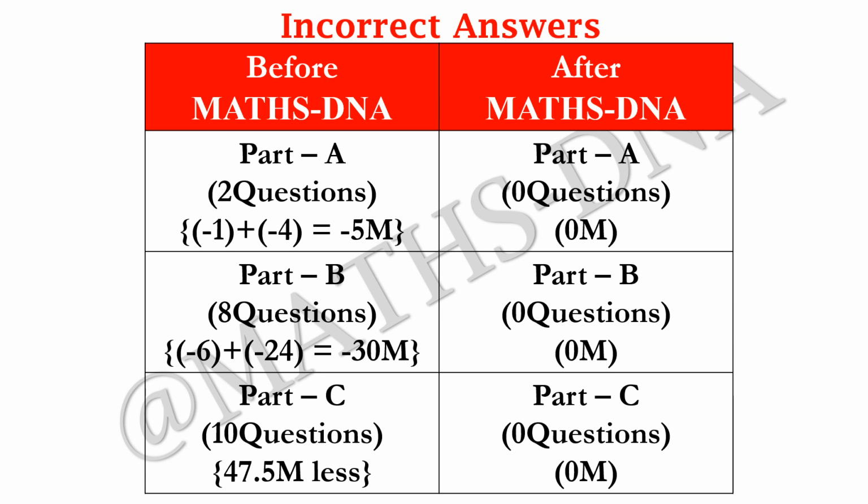Whereas in part B, on average 8 questions are found to be wrong, and that takes away 6 marks and you are scoring -30 marks, and so your result gets decreased.